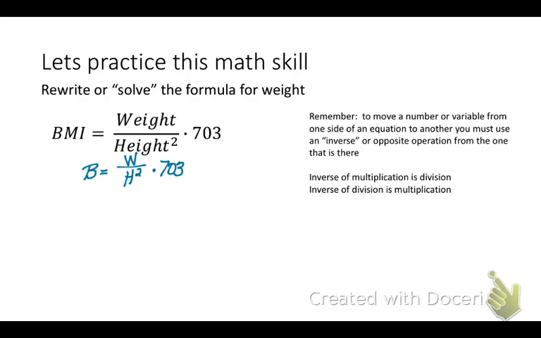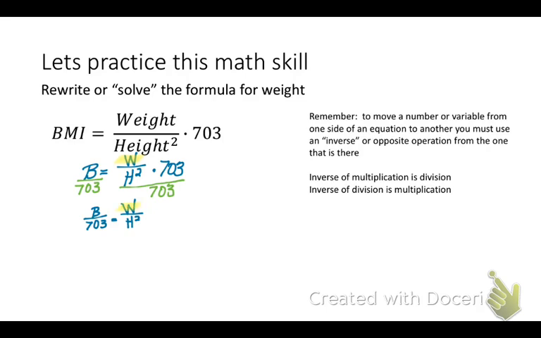So looking at this equation, I can see that weight is what I want to solve for. So I want the W to stay, and I want to get rid of the 703 and the height squared. So let's get rid of our 703 first. It's being multiplied, so I'm going to do the inverse, which is divide, and if I divide one side, I must divide the other by 703. And when I do that, I get that body mass index divided by 703 equals weight divided by height squared.